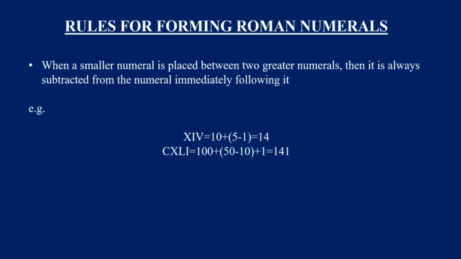CXLI. Here, C is 100, L is 50 and the smaller numeral is X. So 50 minus 10 is 40. So XL is 40 plus I is 1. Thus the total sum is 141. CXIV. Here again C is 100, X is 10. Again you have to subtract I from V. That is 5 minus 1. That is 4. So 100 plus 10 plus 4 is 114. I hope you understood the rules, children.